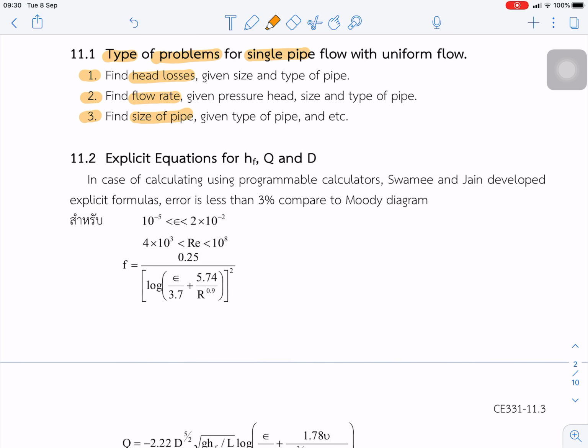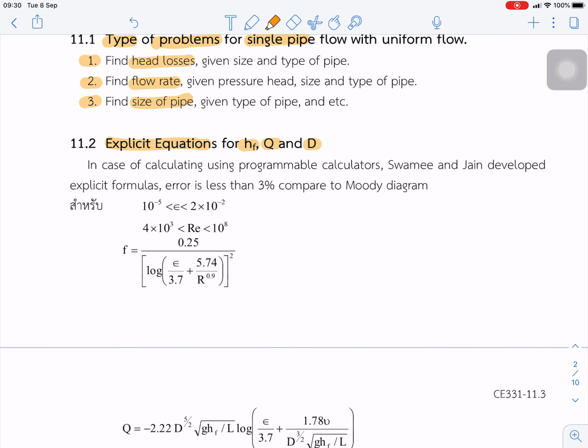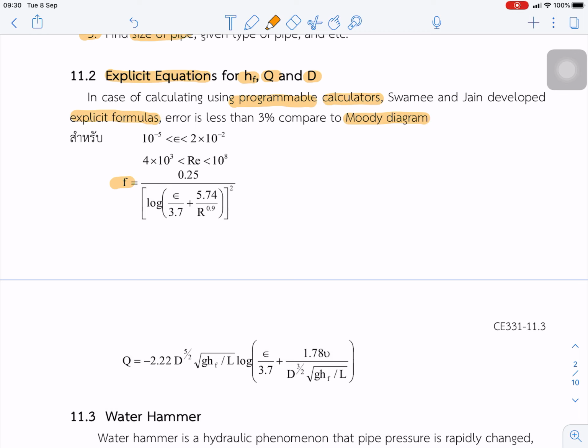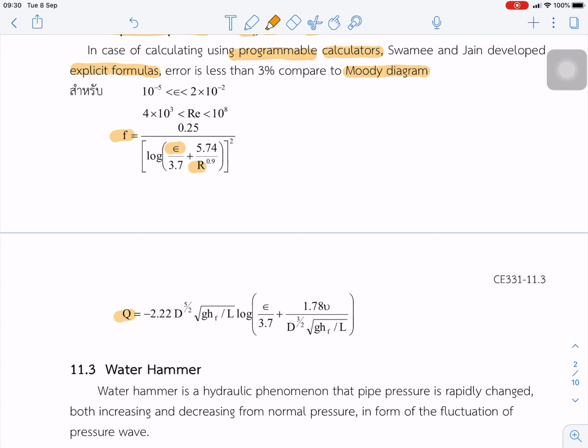And for the explicit equation for head loss, Q, and diameter, if we use a programmable calculator, Swamee and Jain developed the explicit formula to compare to the Moody diagram. This is the equation for friction factor as a function of the relative roughness and Reynolds number. And this is Q as a function of diameter, head loss, and relative roughness. Just put the friction factor in equation Q.